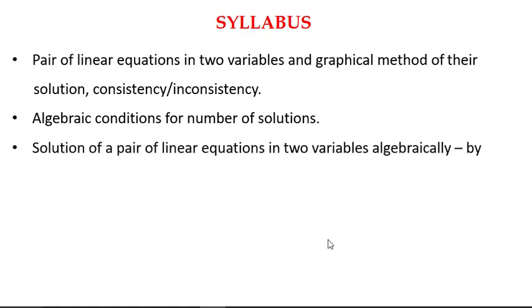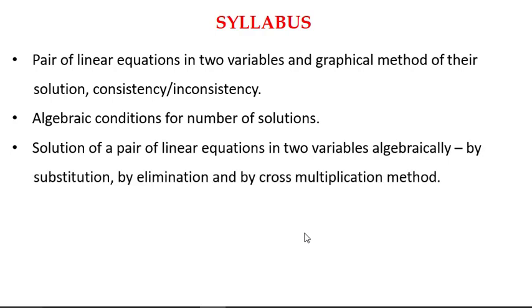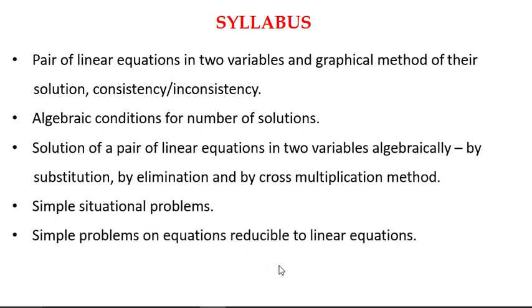Third, we will see the solution of a pair of linear equations in two variables algebraically by substitution method, by elimination method and by cross multiplication method. So there are three different ways by which we can find the solution. Now in these three methods, for the year 2020-21, because of the pandemic, the cross multiplication method was eliminated as students were not getting sufficient time with teachers. Next we have simple situational problems and some simple problems on equations reducible to linear equations.